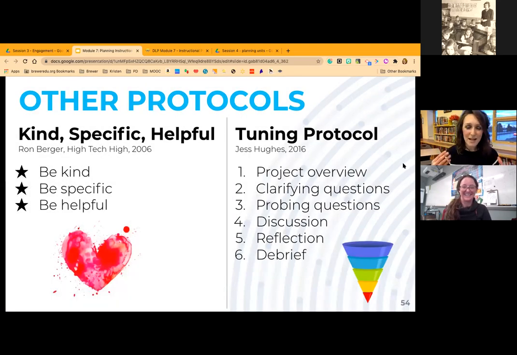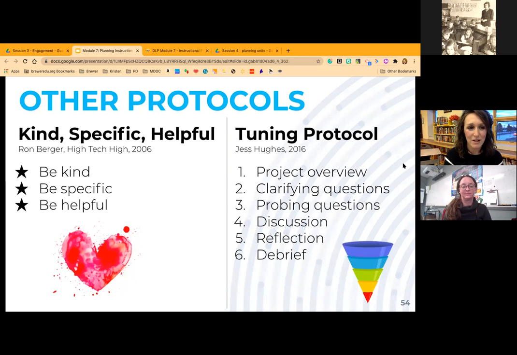You know, a lot of us also mentioned that while students are working collaboratively, that we give them protocols. And so here are a couple other simple protocols.